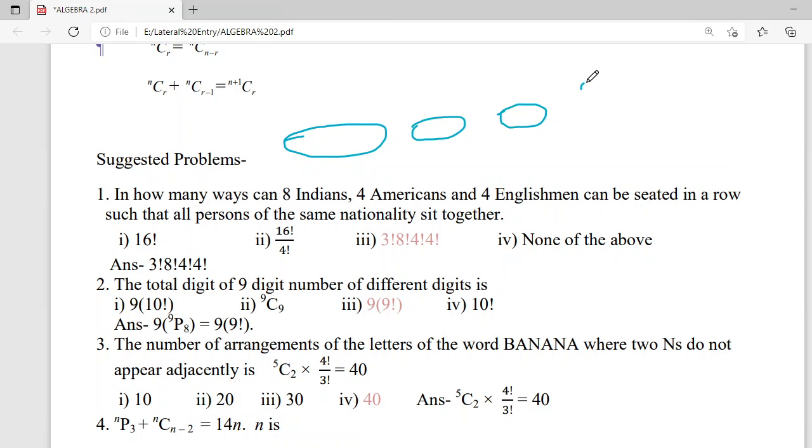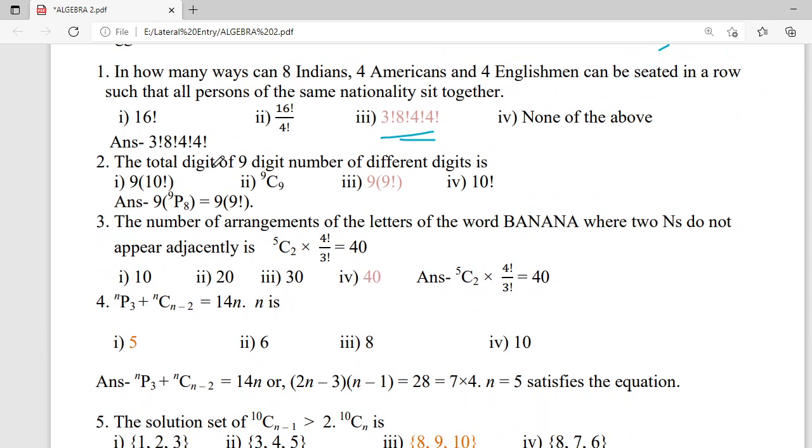So the group of 3, you are shuffling in 3P3 ways. 3P3 means 3 factorial. So first thing you do this. So for each 3 factorial, the 8 Indians will shuffle among themselves in 8P8 ways, so 8 factorial ways. The Americans will permute among themselves in 4 factorial ways, and the Englishmen in 4 factorial ways. So you multiply this, so this is your answer.